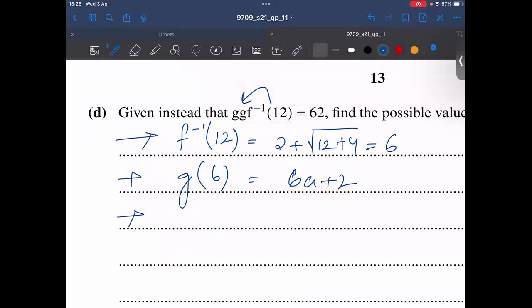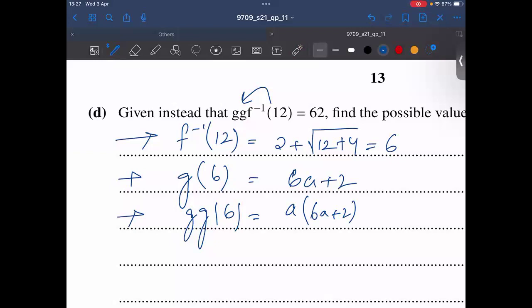Sir, can we put the double inverse and then put the value of F inverse in it? I didn't get what you're saying. Can you just repeat for me? Like, can we just solve G of G of X, and then we have to put the value of X inverse in it? Yeah, you can do that.